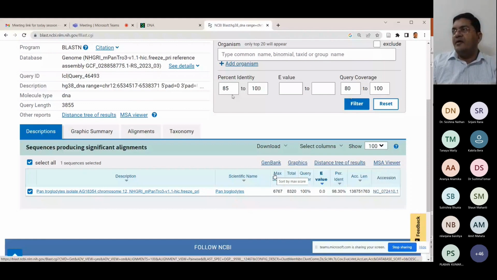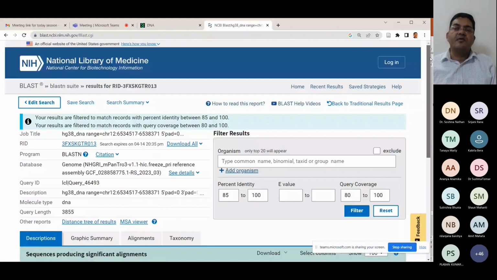The query coverage also has to be significant. If you only find 10% of your query matching at 100% identity, that is not a good match for you, right? So these are some of the criteria that you can use to filter out from a long list of matches that you get, and then finally get your final inference from the sequence. So that is BLAST for you.